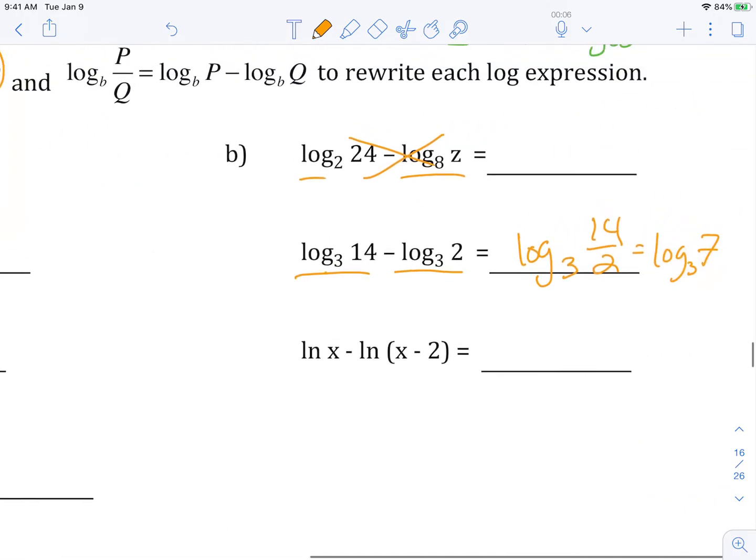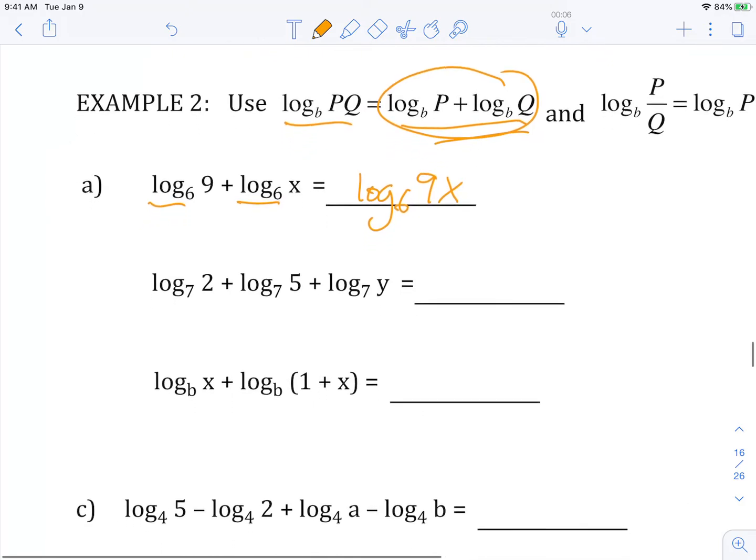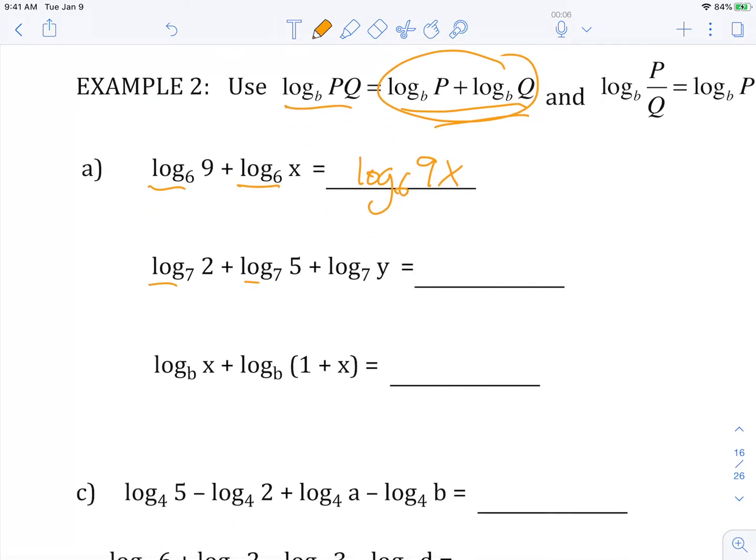Okay, so that's kind of how condensing works. Over here, same bases, okay? So log base 7 of 2 plus log base 7 of 5 plus log base 7 of y, well, since it's plus, it's going to be log base 7 of 2 times 5 times y, which is log base 7 of 10y.